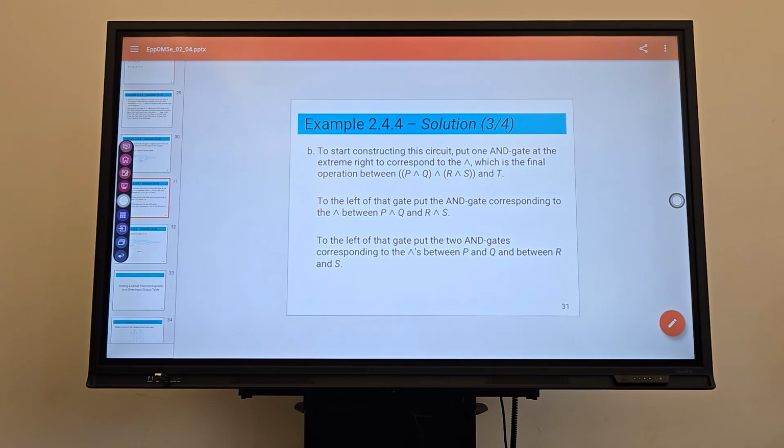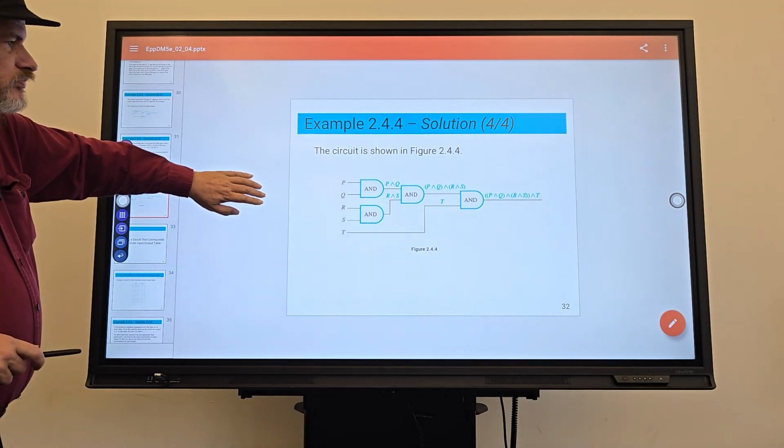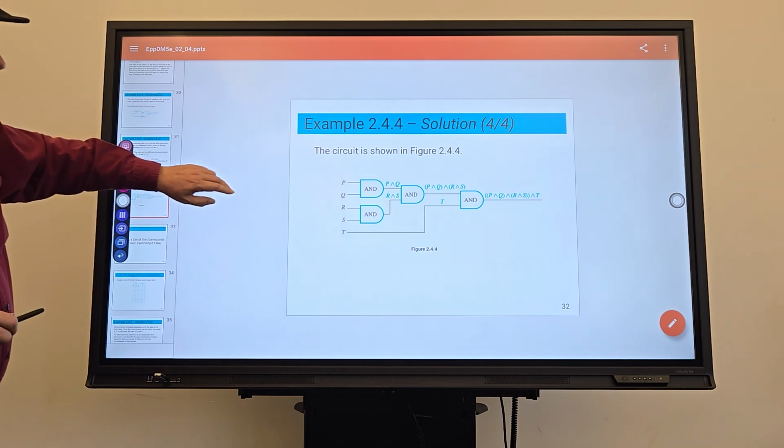To start constructing this circuit, let's see here. We didn't cover that one. But it's basically a 5-input AND gate. You're ANDing all the inputs.